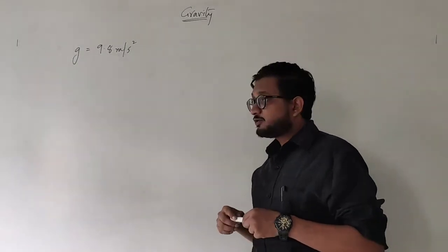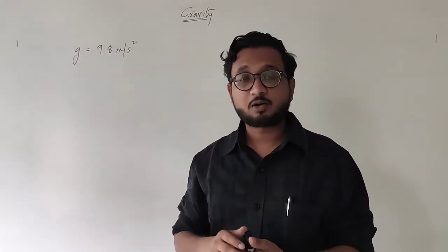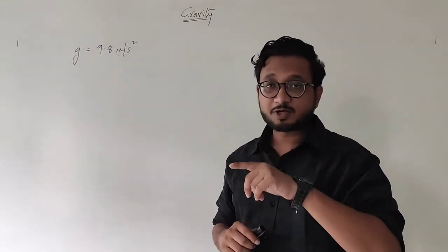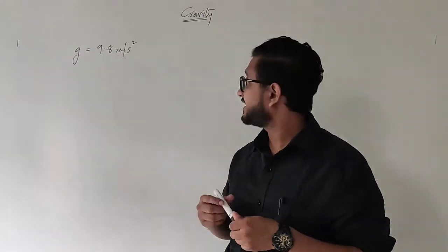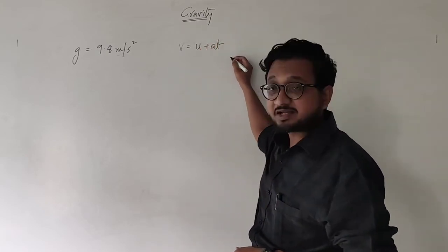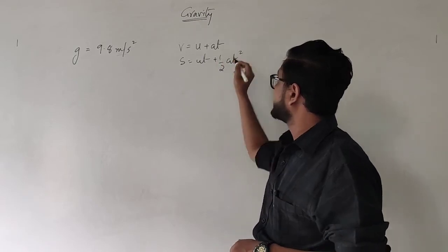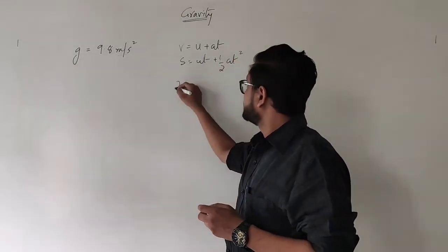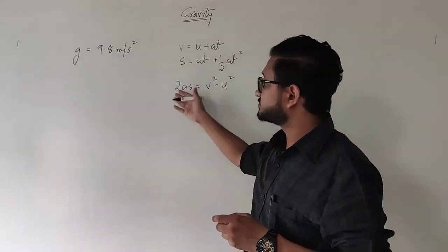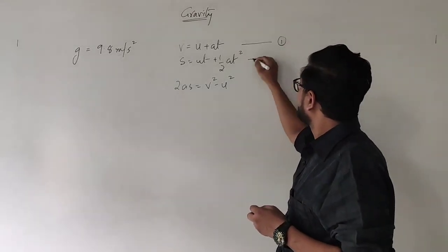If the object is falling, it means it is in motion. In the first chapter we studied motion, and we had three equations. V is equal to u plus at; second equation, s is equal to ut plus half at square; and the third equation is 2as equals v square minus u square. So we had these three equations of motion.